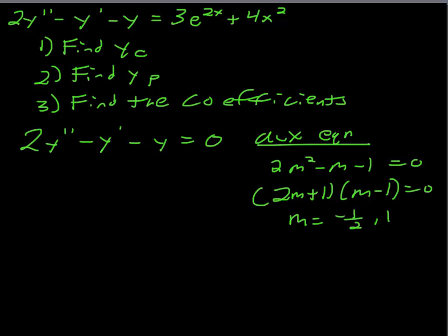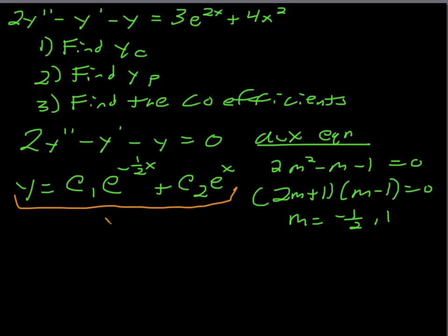Okay, so now if we go back over here, that means that y is equal to some c1 e to the negative 1 half x plus c2 e to the x. And so this here is our yc. Now it should be noted that when we find yp, you're going to find yc as well, by the way. Okay, so now let's talk about our differential operators.